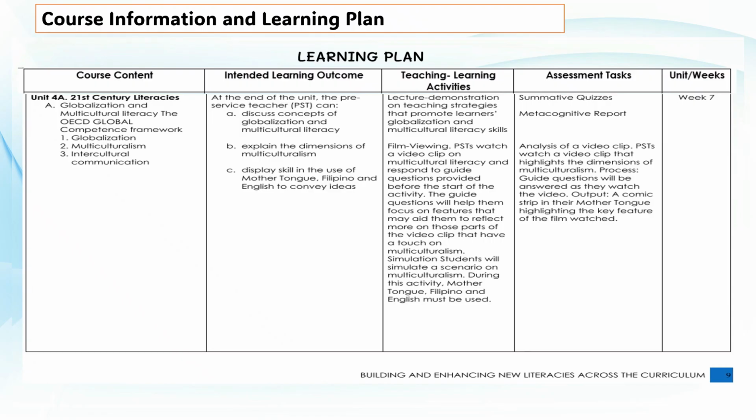In summary, Unit 4A equips you with the ability to discuss globalization and multicultural literacy, explain the dimensions of multiculturalism, and demonstrate multilingual communication skills. Through lecture demonstrations, film viewing, simulations, and creative outputs, you will practice applying these literacies in authentic contexts. This first lesson segment of Unit 4 runs during week 7.